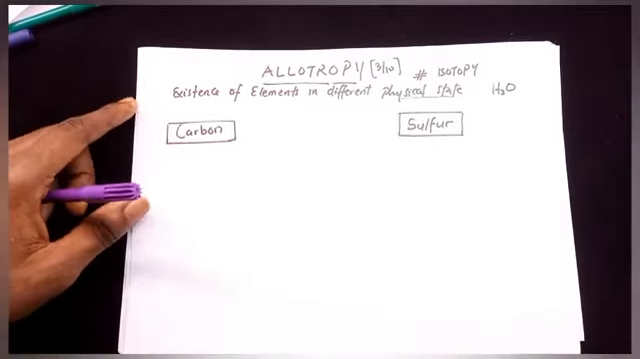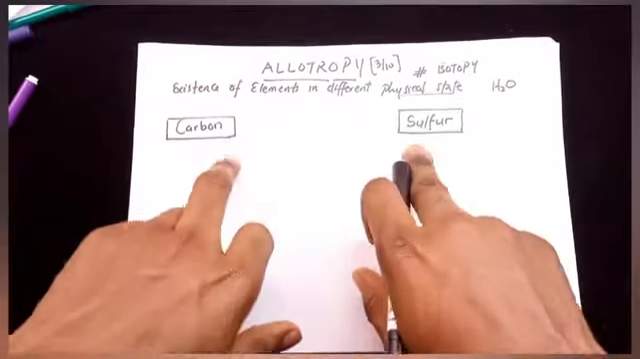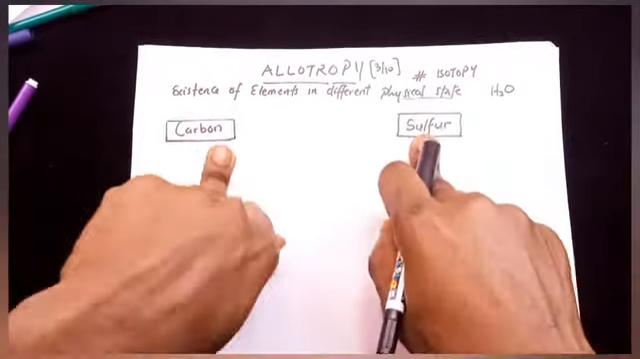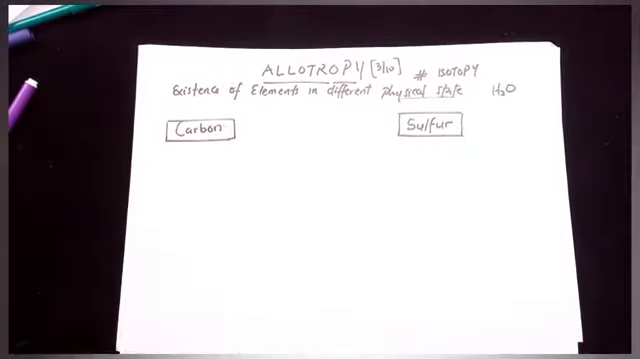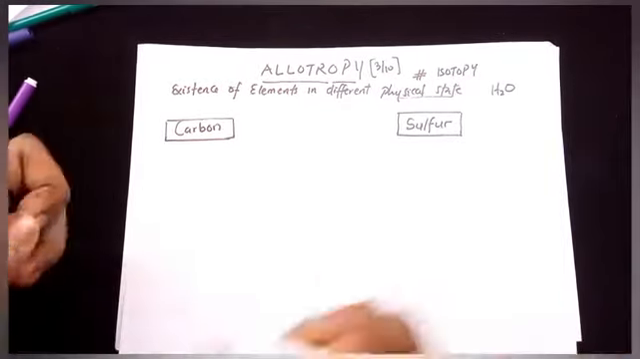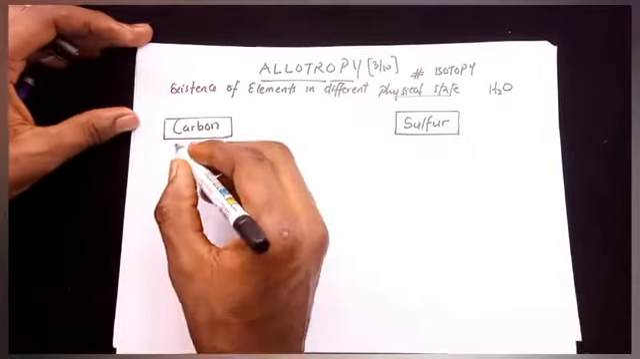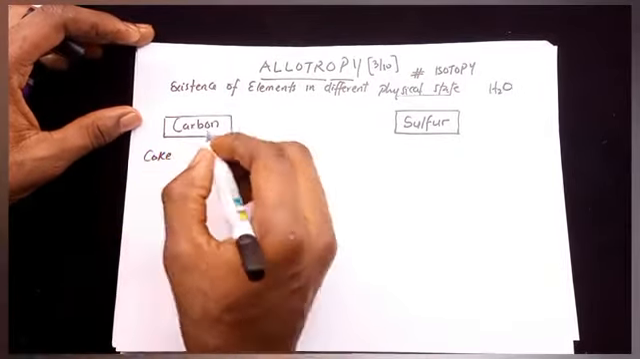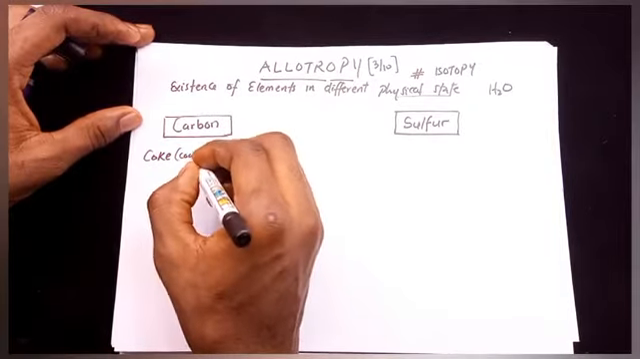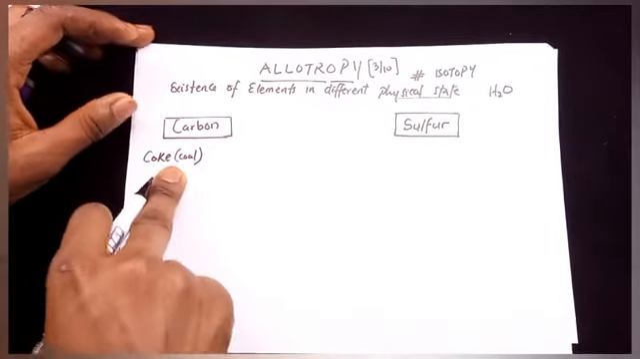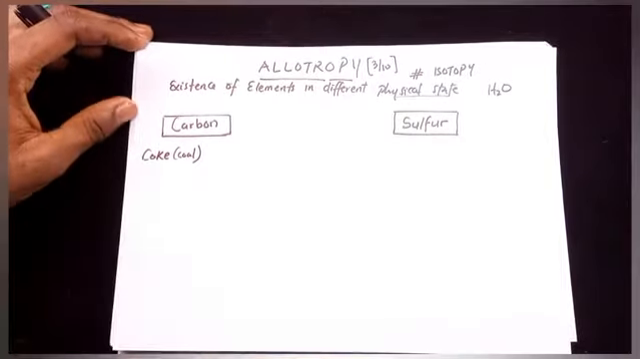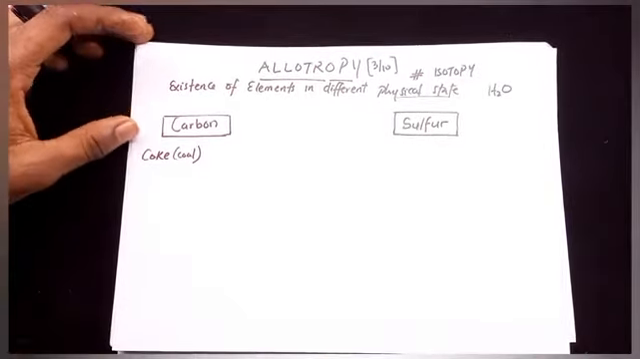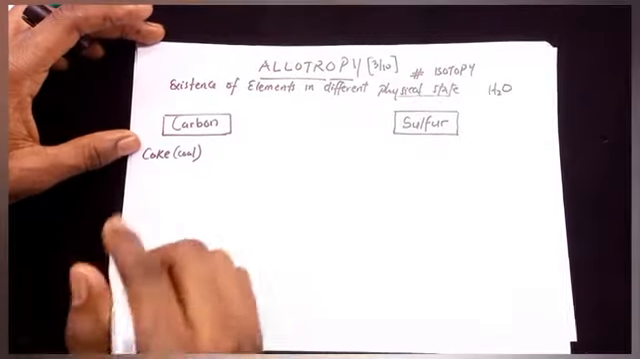2 very important elements on the periodic table that show allotropy are carbon and sulfur. So let's start with carbon. Carbon has 3 allotropes. The first one is coke or coal. If you have not looked at the video on gaseous fuels, you should take a look at it because we talked a little about coke there. So coke is 1 allotrope of carbon.